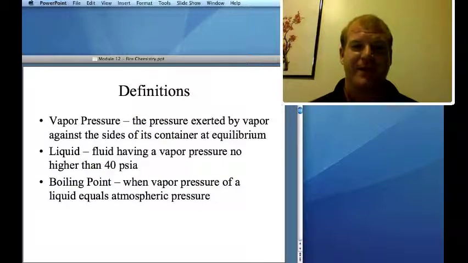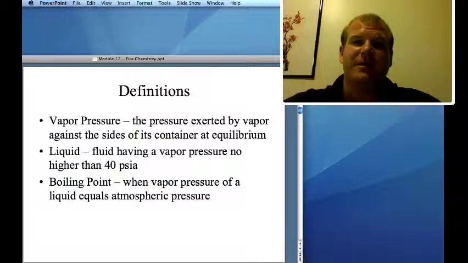Some definitions. Vapor pressure. This is the pressure exerted by the vapor in a closed container at equilibrium. This is also the boiling point of the liquid at a certain temperature. So if the vapor pressure is 25 torr, and the ambient pressure was 25 torr, that liquid would boil. So you can boil liquids by reducing the pressure, and the pressure at which the liquid boils is the vapor pressure. That's another way to look at it.